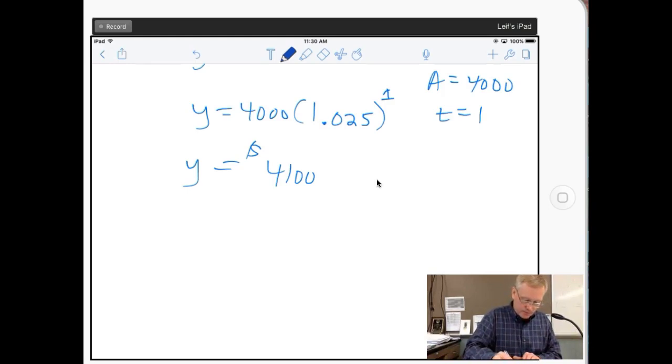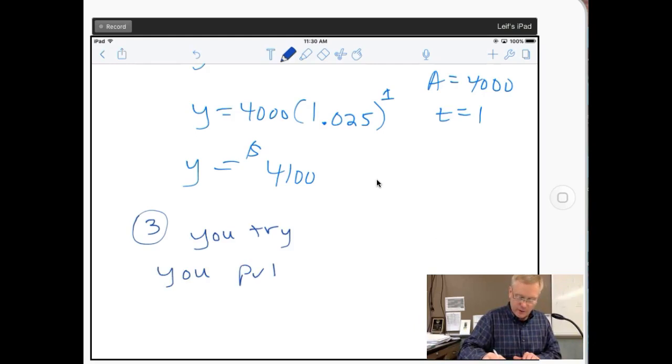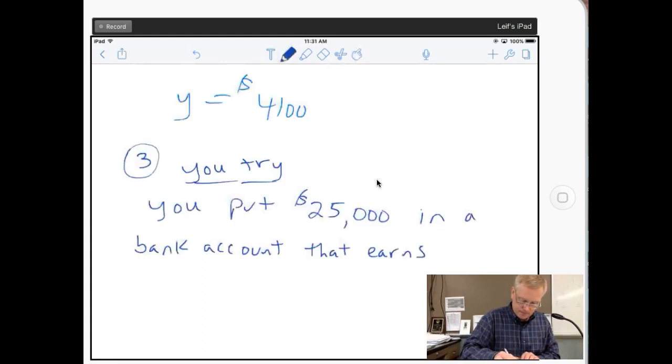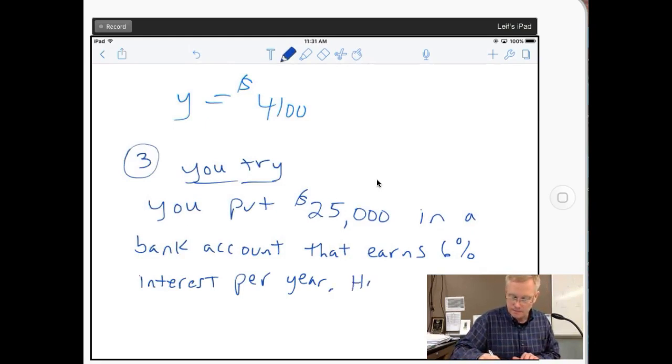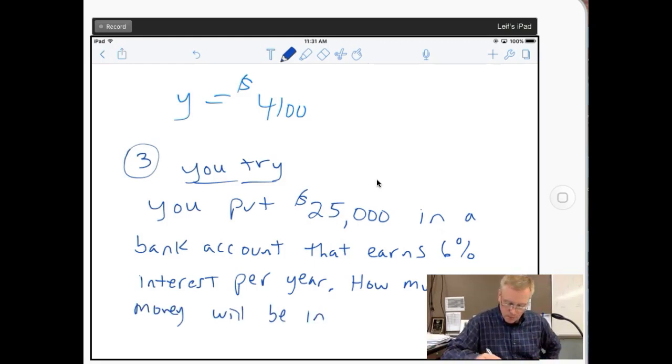Here, why don't you try this one? You put $25,000, it's been a good week, 25 grand in a bank account, that earns 6% interest per year. How much money will be in the bank account after 3 years? And you assume you don't take any money out during the 3 years.